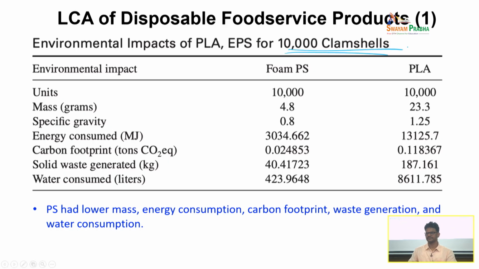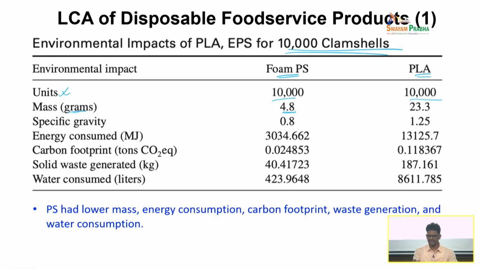So let's see what is the outcome. So here we are comparing between PLA and the polystyrene, expanded polystyrene or polystyrene foam based on the general purpose plastics, polystyrene, for every 10,000 clamshell products. Okay, so we are comparing only between two materials, PLA and expanded polystyrene. So we have got polystyrene here and PLA here. So first of all, the number of units, both are 10,000. Okay, that's a basis.